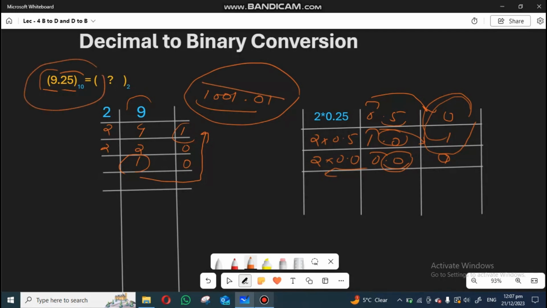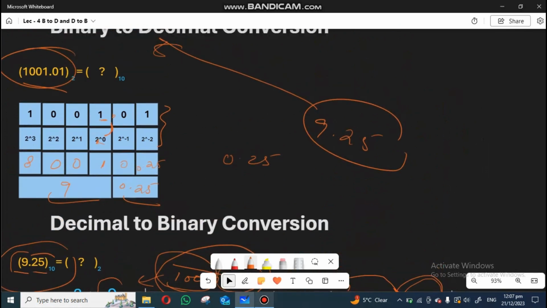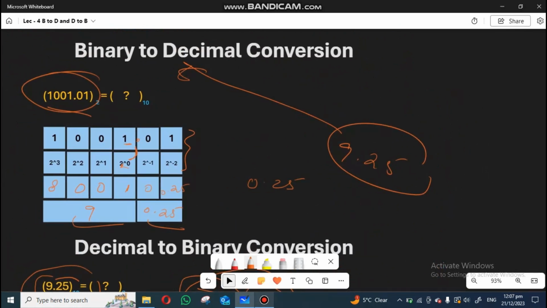I converted the non-fractional part separately using division, and I converted the fractional part of our number by using this kind of technique. So this is how you can convert decimal numbers into binary numbers, and binary numbers into decimal numbers. After this class we are going to start Boolean algebra.